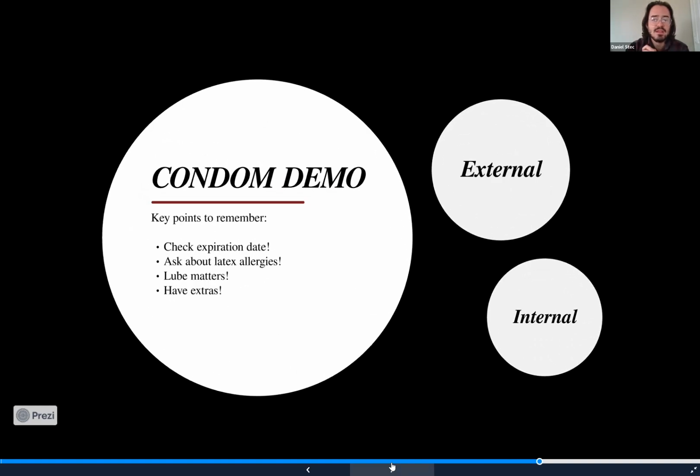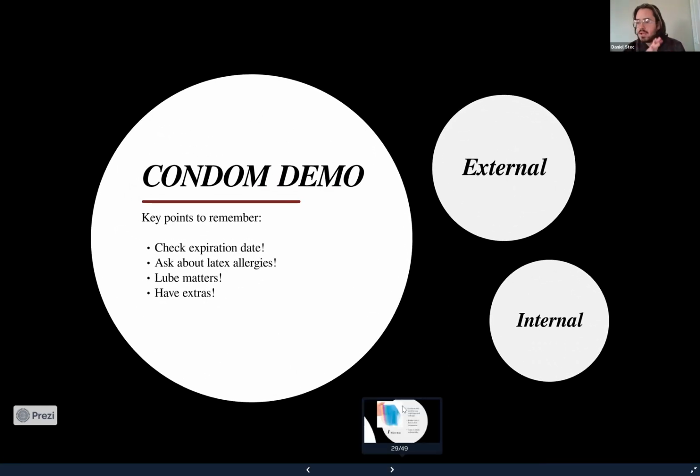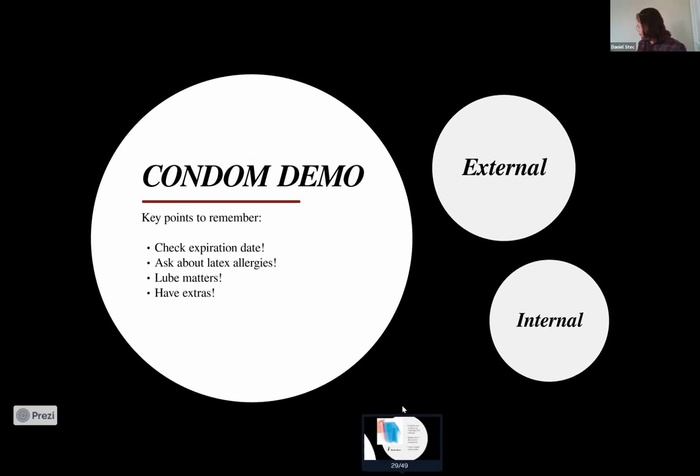Okay. So now I'm going to move into the condom demo. Got my supplies here, so I'm going to go over the steps. The main things, as I just mentioned: check the expiration date. That is important. All condoms have it. Make sure that you teach people that.